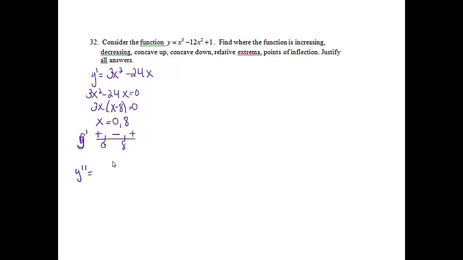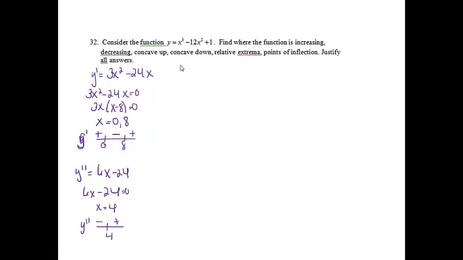And then from here, the derivative of 3x squared minus 24x will be 6x minus 24. Once again, let's set that equal to 0. We'll get x equals 4. So if I do a y double prime chart, put 4 on it. If I test a value less than 4, I will get a negative answer. If I test a value larger than 4, I will get a positive answer. So now we are ready to analyze this function.